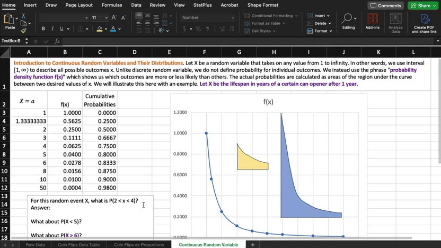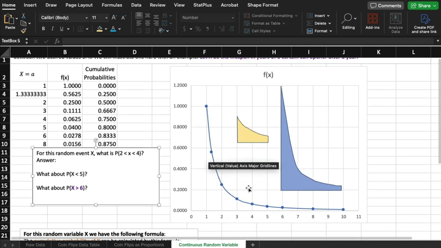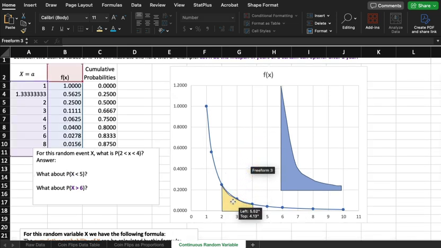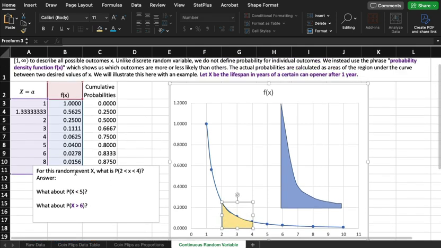So I just moved that out of the way because I want to focus now on three examples. So for this random event x, what is the probability of x being between 2 and 4? So that's how we read that, x between 2 and 4. So if we look at our graph, there's the area under the curve between x equals 2 and x equals 4. There's our area. So that has a number associated with it. It's an actual physical thing that has an area.